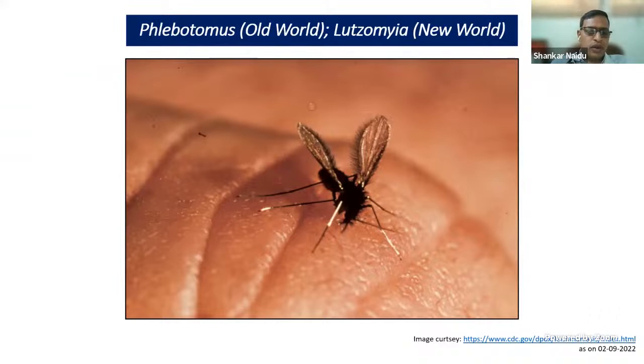So as I told, it is vector-borne. The vector that transmits this infection to humans is a sandfly, which is Phlebotomus or Lutzomyia. Phlebotomus argentipes is considered to be the vector in the Old World that includes Europe, Africa, and Asia. Whereas Lutzomyia, which is another type of sandfly, is responsible for transmission in the New World, which includes the Americas, both the continents of America.